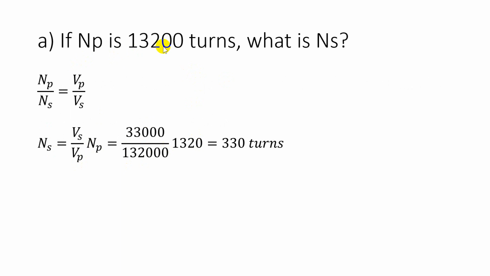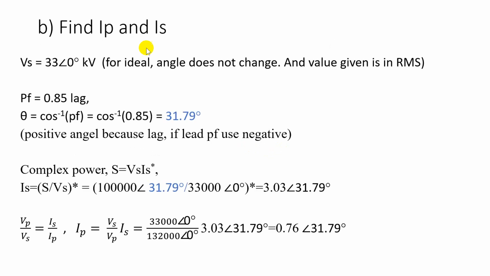Now look at the first question. If NP is 13,200 turns, what is NS? Just use the formula, making sure NP, NS and VP, VS are matched. Rearrange it: NS equals this. Insert the values, 33,000, and you get the number of turns, which is 330 turns. Now for part B, find IP and IS.